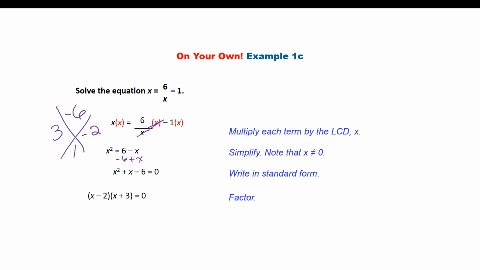So when we factor that out, we get x minus 2 times x plus 3 equals 0. Once we've done that, we can just go ahead and apply the zero product property and then solve for x. And we see that x equals 2 or x equals negative 3.